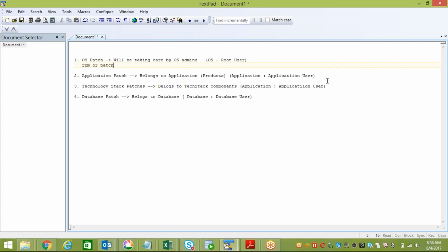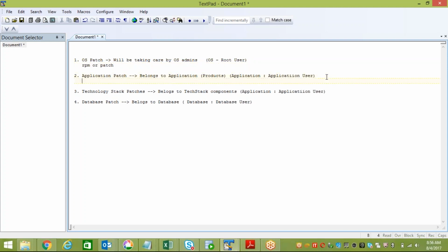Next, application patches. You need to use the application online patching utility or the AD patch utility. If it is 12.1 or prior versions, it is the AD patch utility. If it is 12.2 or later, it is ADOP. Okay, so ADOP, application online patching.